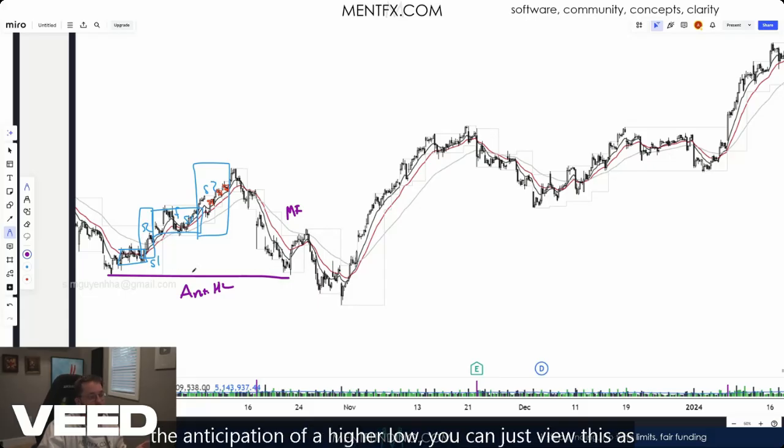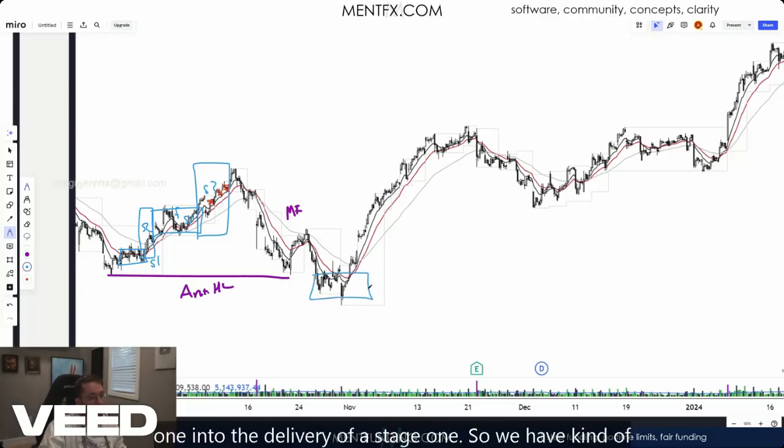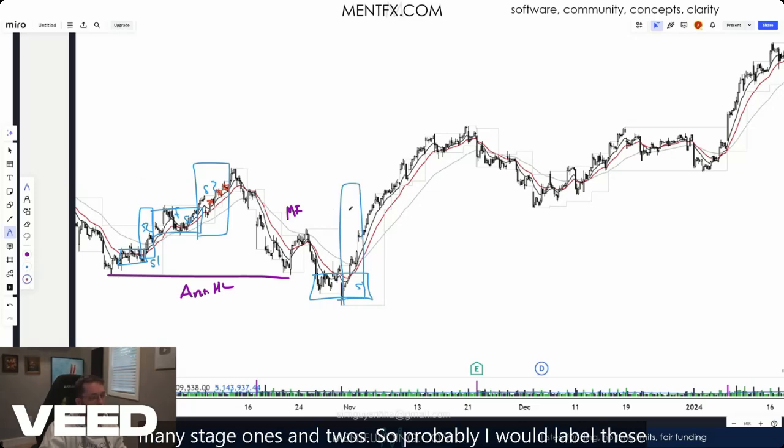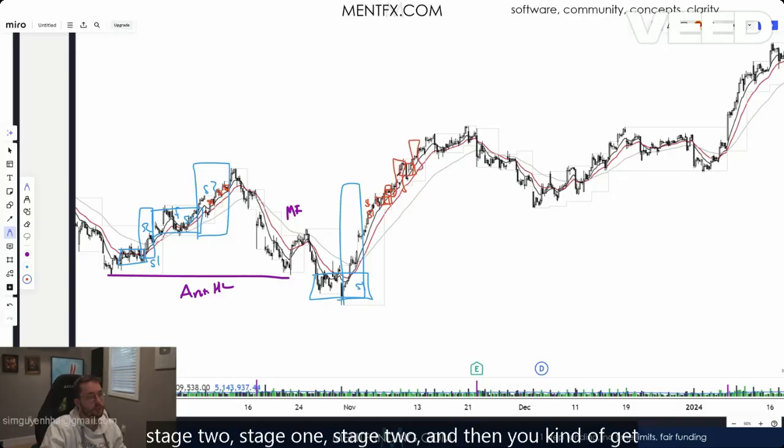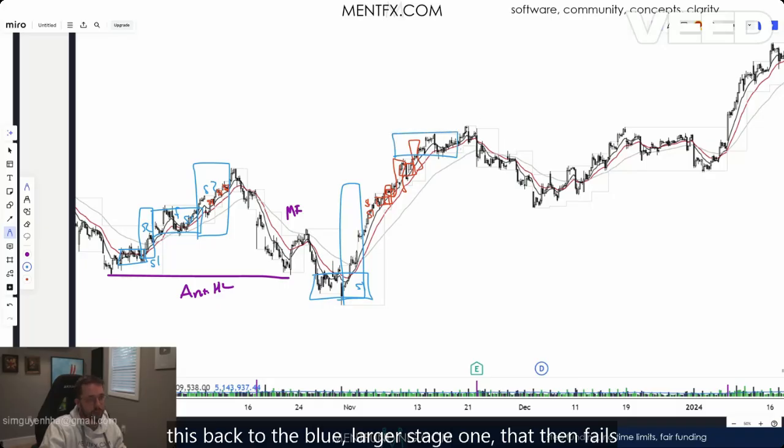So if you don't like this as the anticipation of a higher low, you can just view this as a major flush out, followed by, as we can see here, a stage one into the delivery of a stage two, that's made up of kind of mini stage ones and twos. So probably I would label these all as red ones. Stage one, stage two, stage one. We can just draw them: stage one, stage two, stage one, stage two, stage one, stage two. And then you kind of get this back to the blue, larger stage one, that then fails down.